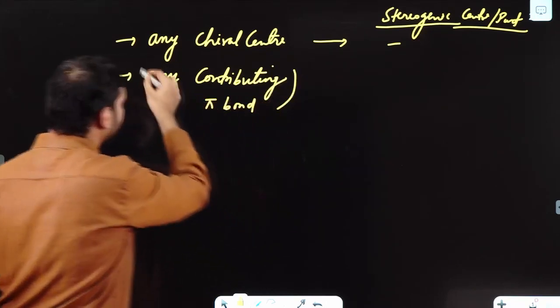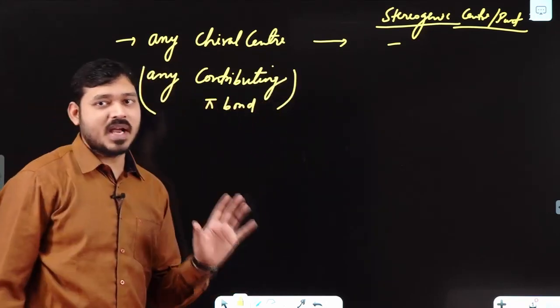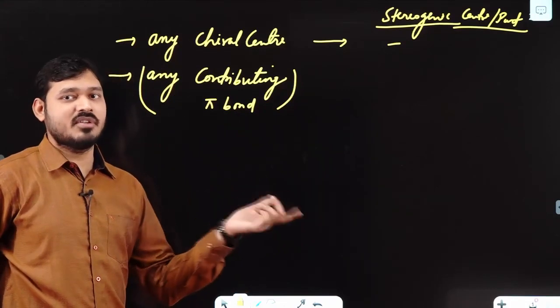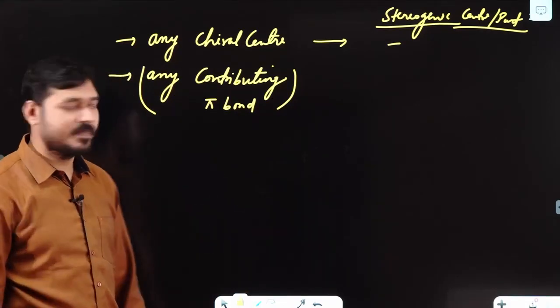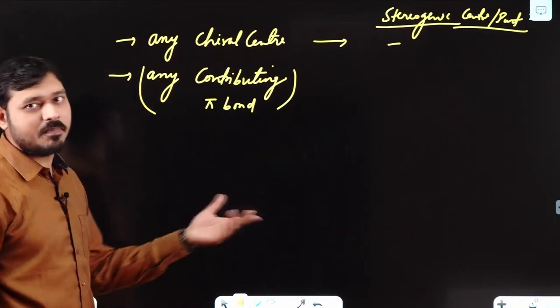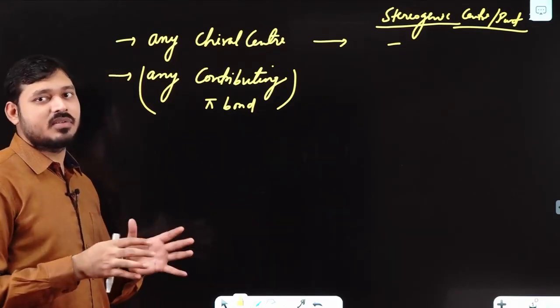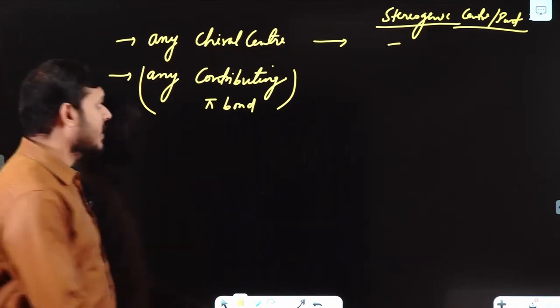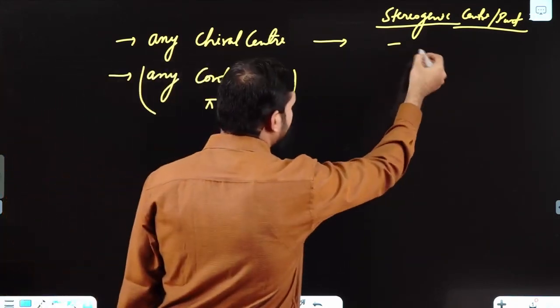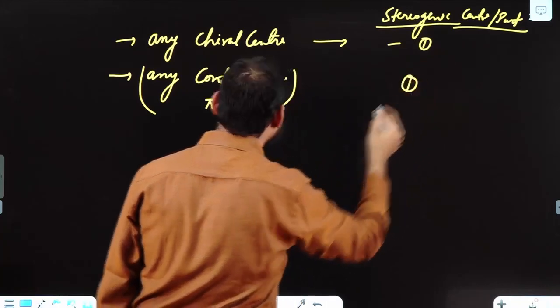Now what do you mean by contributing pi bond? It means a pi bond which is contributing towards stereoisomerism. How? It is showing geometrical isomerism simply. Or through that pi bond it is having stereoisomerism. Maybe due to that pi bond it is making an optically active compound. So you can count this one part, this as one.